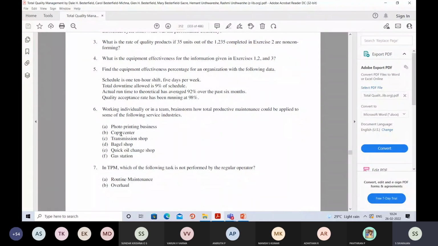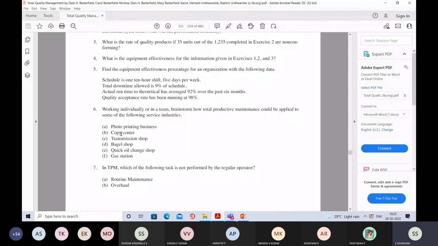So in TPM, if you want the Xerox machine to be 100% available, you have to do some preventive maintenance. The same way, speed, you should know how to adjust. If you are not using the adjustment properly, that is speed losses. Then quality, the paper while coming out. In the Xerox there will be a copying liquid. That liquid is quality. If it is not good, your Xerox will either be very light or too dark.